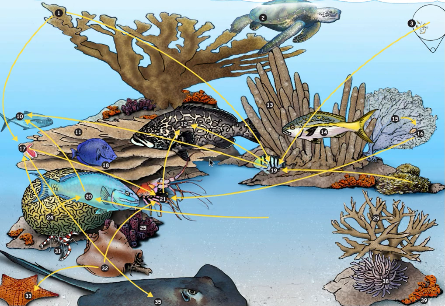Imagine looking at a coral reef. There's not just one line of energy transfer. There are dozens. That's because most animals eat more than one thing, and they're eaten by more than one predator. Let's explore this idea using an example food web.